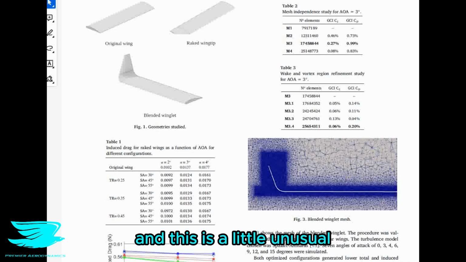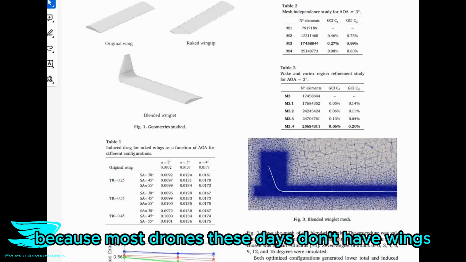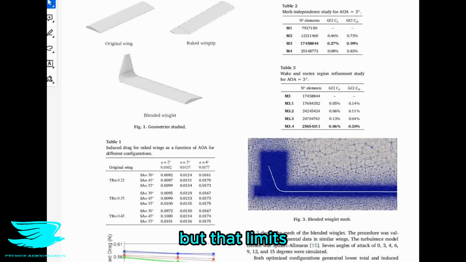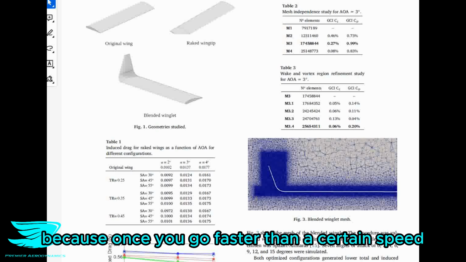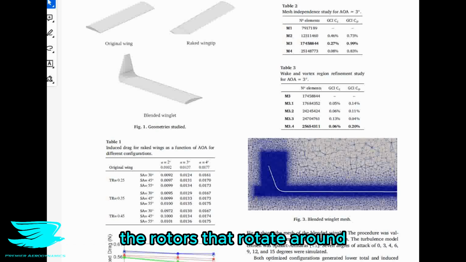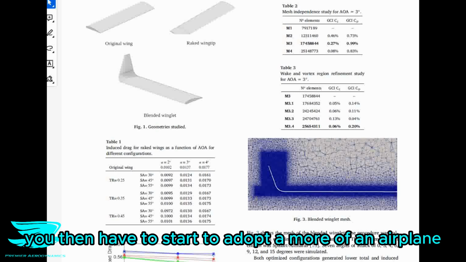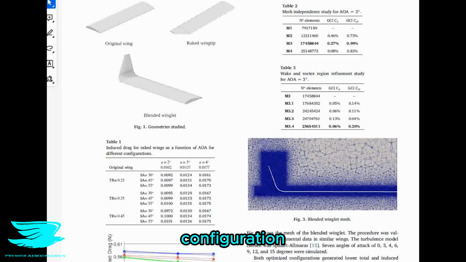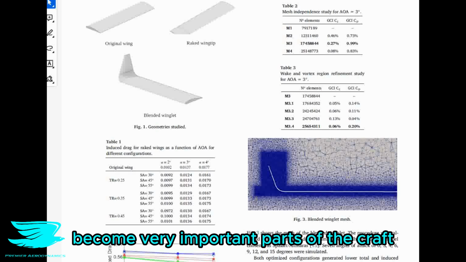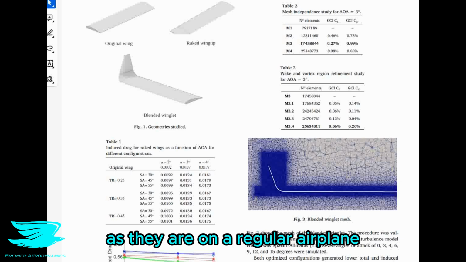And this is a little unusual because most drones these days don't have wings, but that limits the top speed of these drones, because once you go faster than a certain speed, the rotors that rotate around start to break the sound barrier, and that slows down the aircraft. So if you want to go faster, you then have to start to adopt more of an airplane configuration, which means that you do need wings, and as such, the wingtips automatically become very important parts of the craft as they are on a regular airplane.